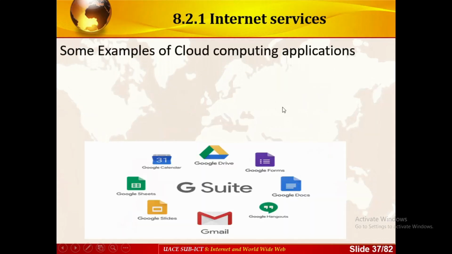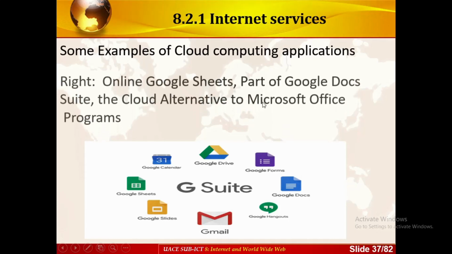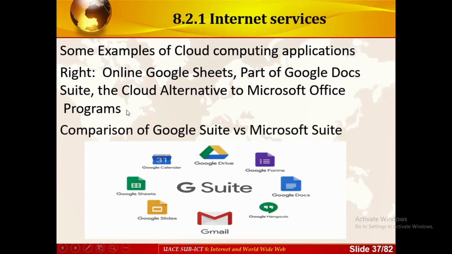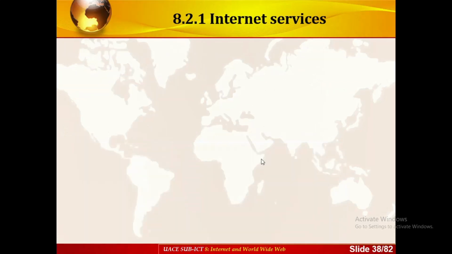Then we have some examples of cloud computing applications, like online Google Sheets, part of the Google Docs suite, which are identical to Microsoft Office programs. So this is a comparison of Google Suite versus Microsoft Suite. This is how Google Suite looks, with its application programs. Remember, we have Microsoft Office Suite, which is used on Windows operating systems offline. This one is online, the other one is offline. So that is the difference.